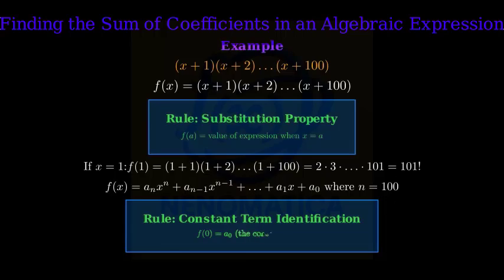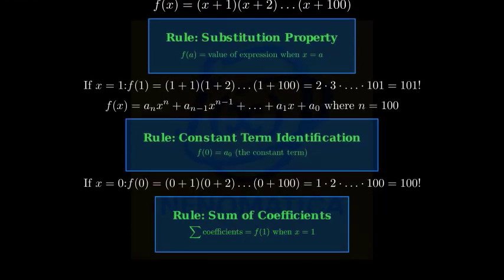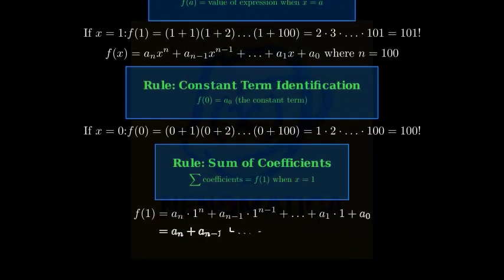Now, let's see what happens when we substitute x equals 0 into our function. When x equals 0, we get f of 0 equals (0 + 1)(0 + 2)...(0 + 100), which equals 1 times 2 times ... times 100, which is 100 factorial. Now, the key insight: the sum of all coefficients can be found by evaluating f of 1. When we substitute x equals 1 into our expanded polynomial, each term contributes its coefficient to the sum, because x to any power equals 1 when x equals 1.